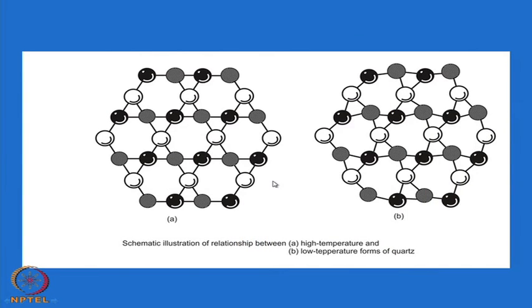Keeping this in mind, we have some structures. These structures are, to start with, low quartz and high quartz. This is the low temperature form of the quartz, and on the left you have the high temperature form of the quartz.